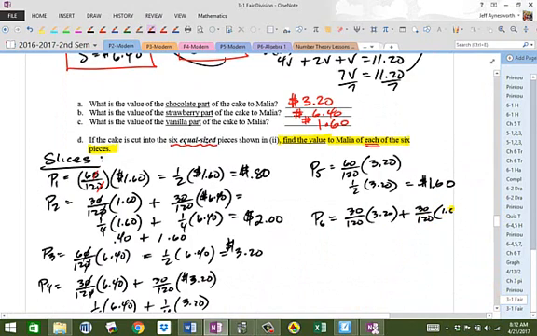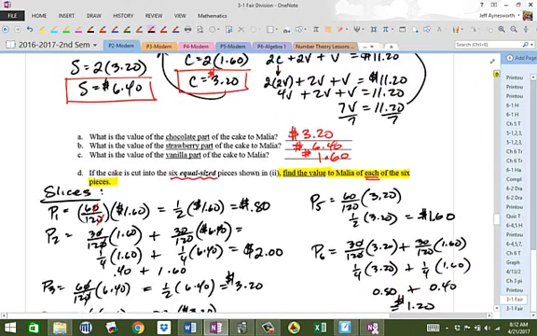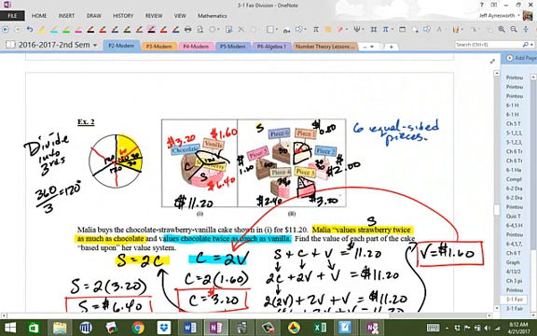So simplify, you get 1/4 of 320 plus 1/4 of 160. This is 80 cents and this is 40 cents. So it has a combined value of $1.20. So let's go up top and let's denote that. So this has a value of $1.20. Okay, so if you add up all these values right here, it's obviously $11.20.